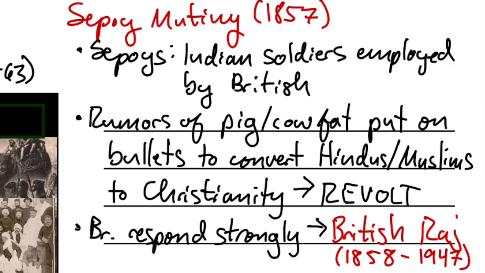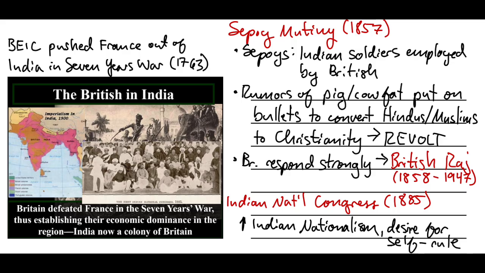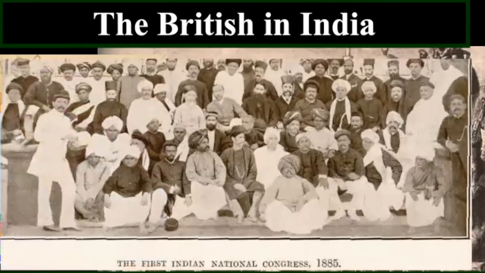This British Raj is going to rule from 1858 until 1947, because after World War II, we see a period of decolonization. So we're not going to see an independent India until after World War II. But we still see resistance to colonial powers with examples like the Indian National Congress in 1885, leading to an increase in Indian nationalism and a desire for self-rule. But we don't see decolonization until after the Second World War.